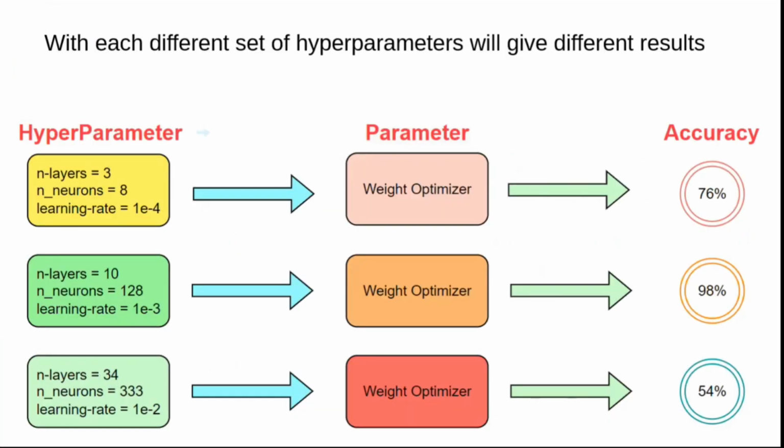And with different sets of hyperparameters, we get different results. For example, with the number of layers equal to 10, the number of neurons 128, and the learning rate set to a certain value, and after tuning with the optimizer, the accuracy is 98%.